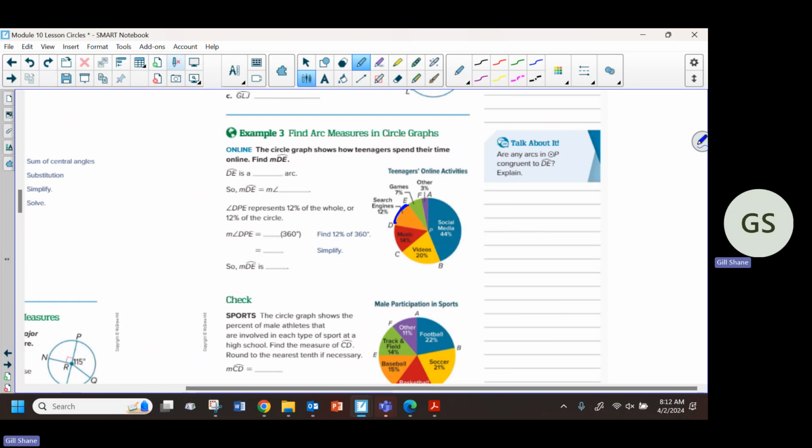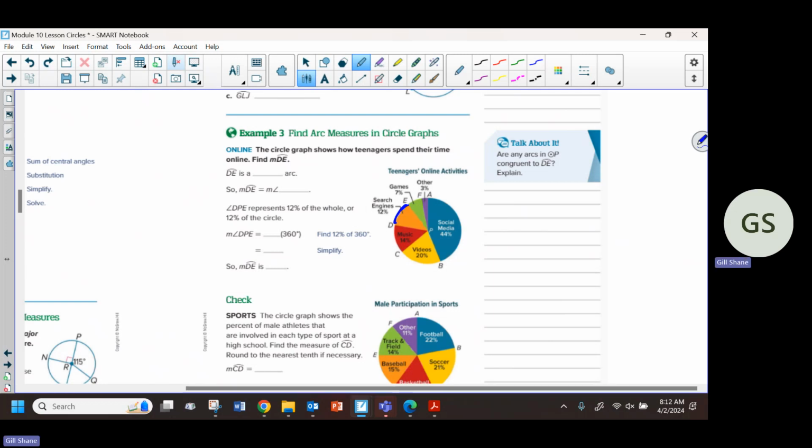Just tell me how you solve it. We've already got the information that we solved for last time. Remember last time we figured out what percentage of the circle was the arc. Now we're going backwards. They're telling us what percentage it is. We just multiply it by 360. It's the opposite of what we did before.